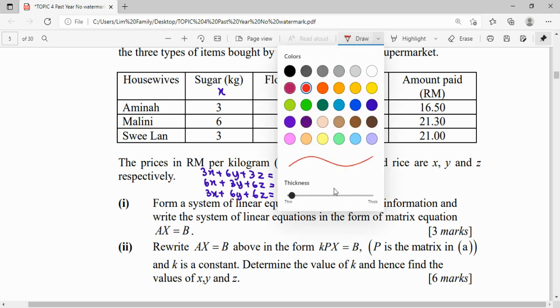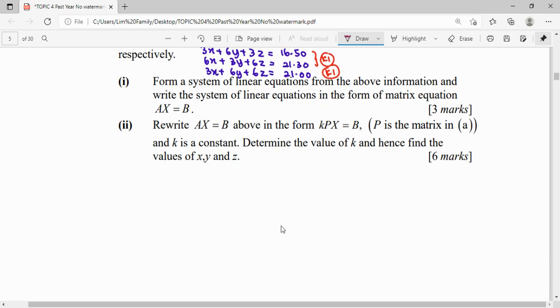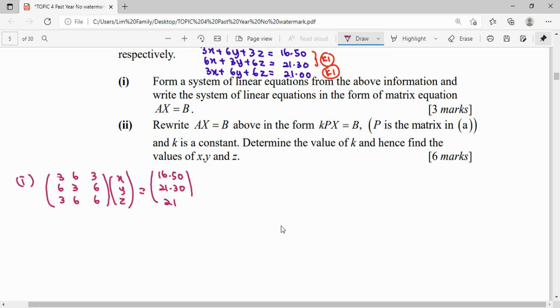Then we proceed to forming the matrices. Based on the equations here, to form our matrix equation, the coefficients will be 3, 6, 3, 6, 3, 6, and then 3, 6, 6. For the unknown matrix x, y, z, the answer matrix is 16.50, 21.30, and 21. So this is another mark for part 1.